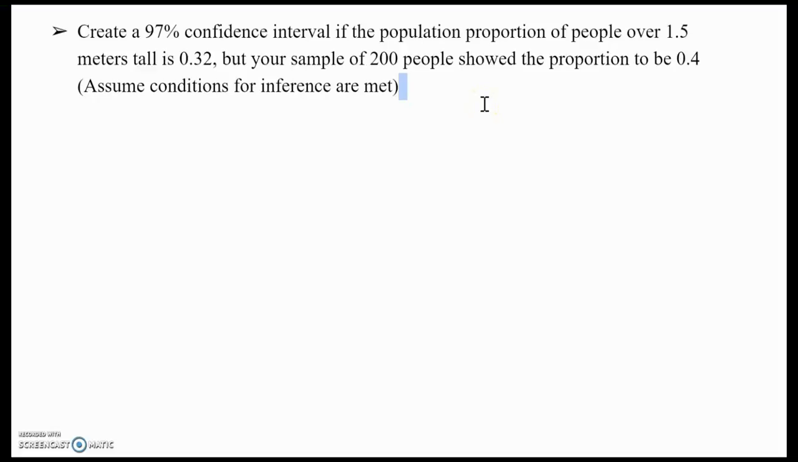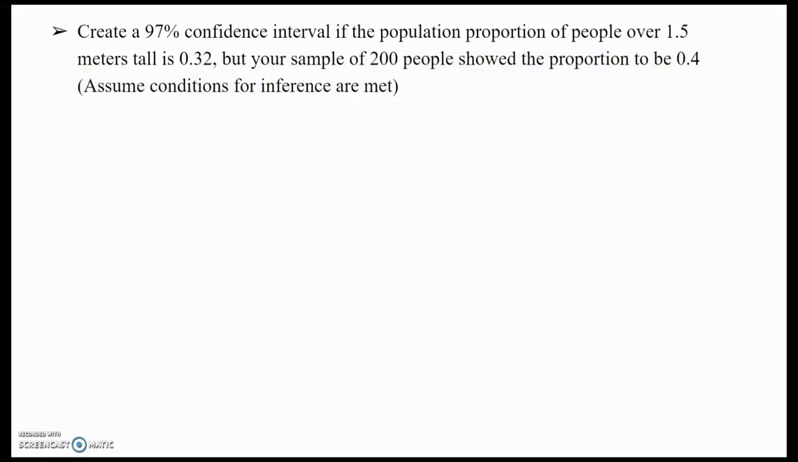I have 2 questions for you to try to see how much you've learned. One of them will deal with the confidence interval and the other one with the hypothesis test. First, let's deal with the confidence interval. Create a 97% confidence interval if the population proportion of people meters tall is 0.3. A sample of 200 people showed the proportion to be 0.4. Assume conditions for inference are met.